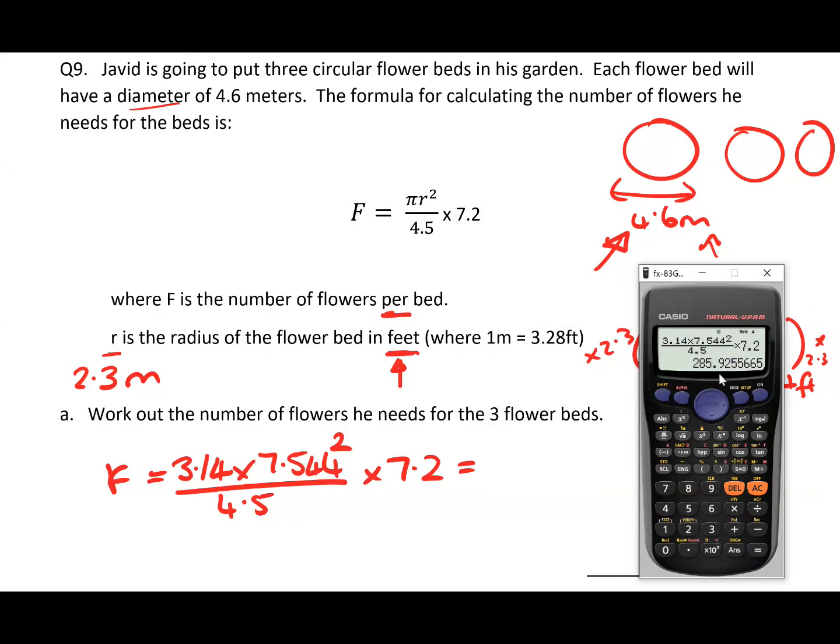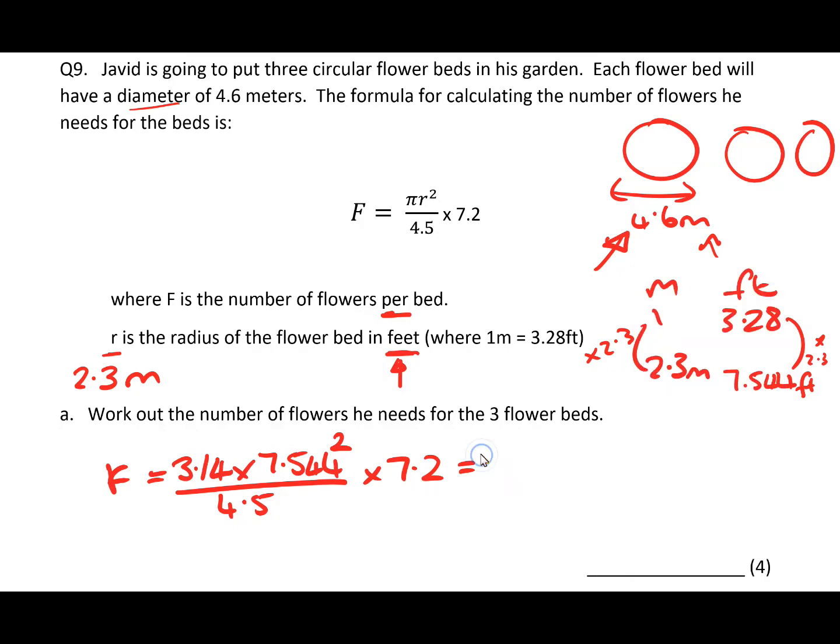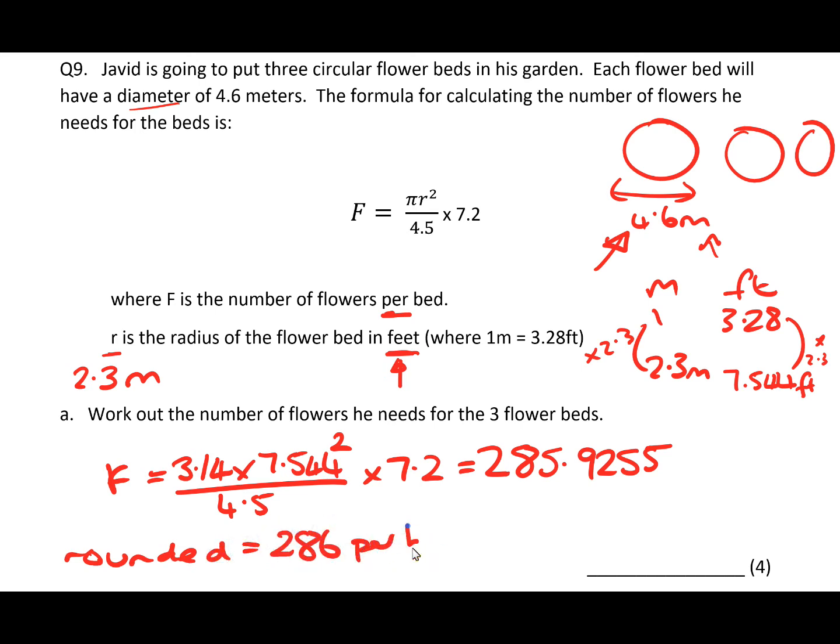So that's 285.9255. So always write what the calculator says, and then do the rounding. So rounded, 286 per bed times the 3 beds.